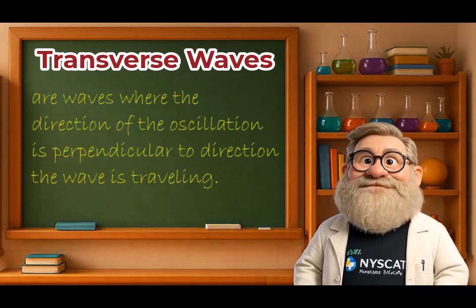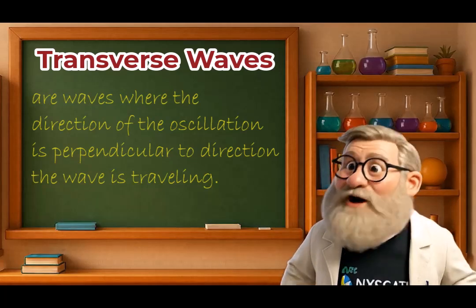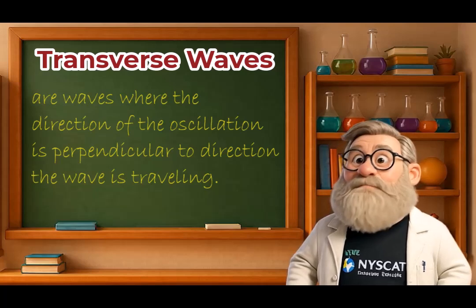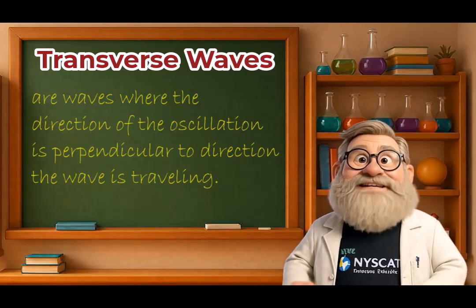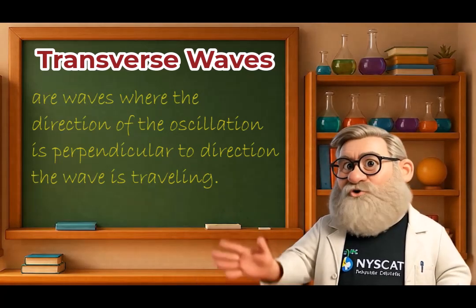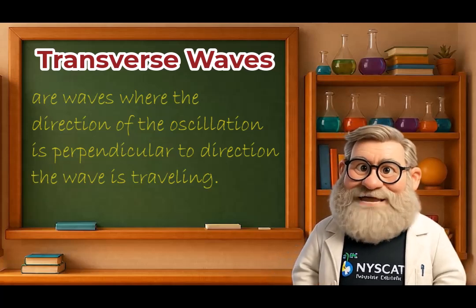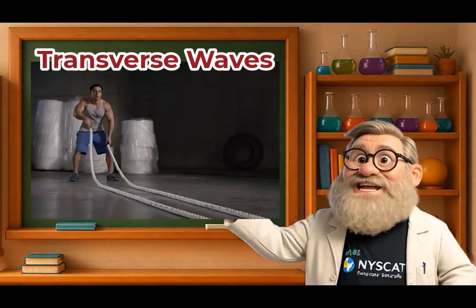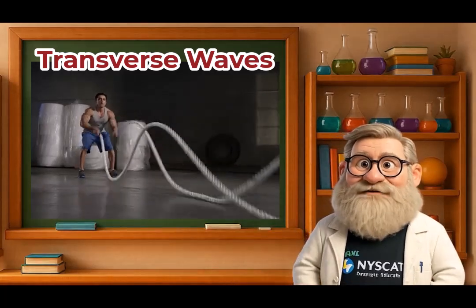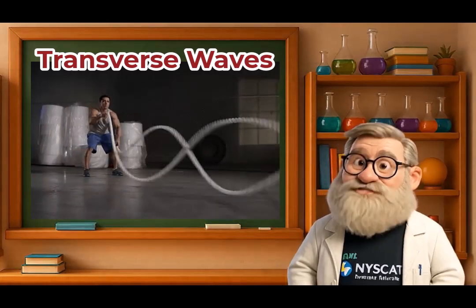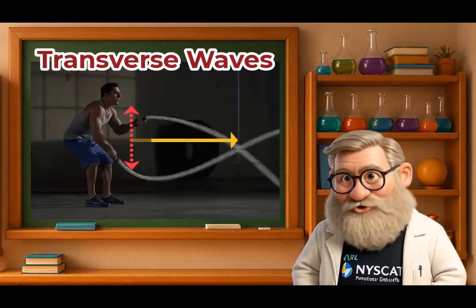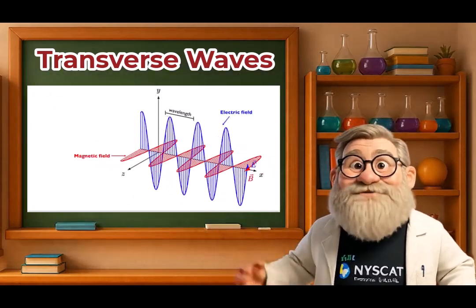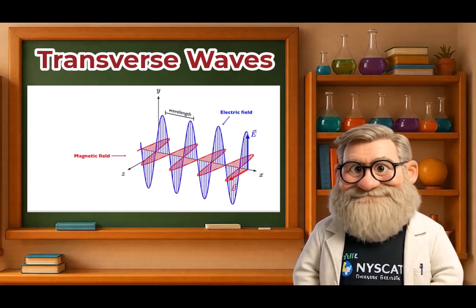In these waves, the particles of the medium move up and down while the wave itself moves forward. The motion is perpendicular. That is, it's at a 90-degree angle to the direction the energy is traveling. A great example is the wave traveling along a rope. If you shake one end of the rope up and down, the wave moves horizontally across the rope while the rope itself moves vertically. We also see transverse waves in electromagnetic waves like visible light, X-rays, and radio waves.